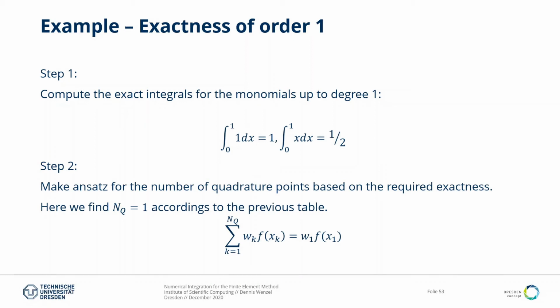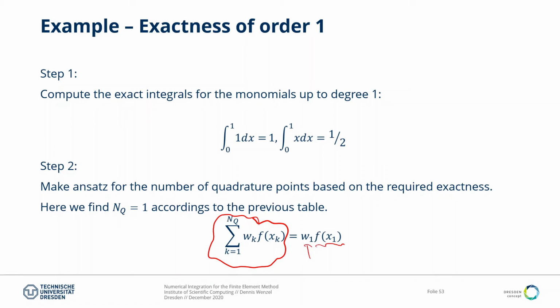Then the second step is we make an ansatz for the number of quadrature points based on the required exactness. We see that if we want exactness of 1, so integrating linear polynomials exactly, then we should choose nq equal to 1. So we have only 1 point and 1 weight. Meaning that our whole quadrature rule of summing over all points and weights essentially breaks down to simply evaluating your function at a single point and multiplying with a single weight.